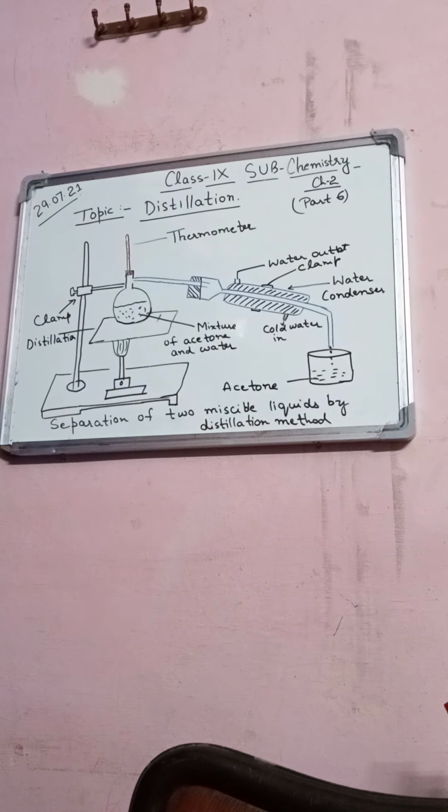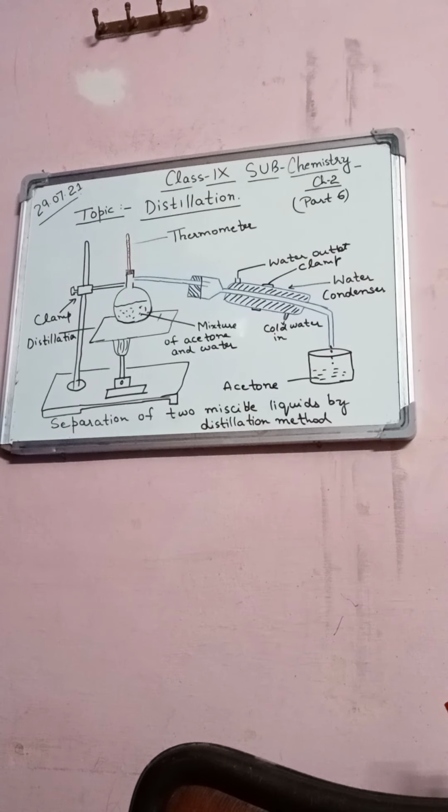So on page number 21: how can we separate a mixture of two miscible liquids? Miscible liquids are those liquids which can dissolve with each other, right, students? So in activity 2.8 it is given how to separate the mixture of two miscible liquids, right?